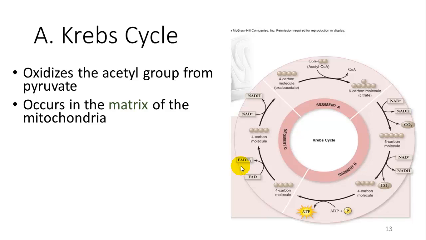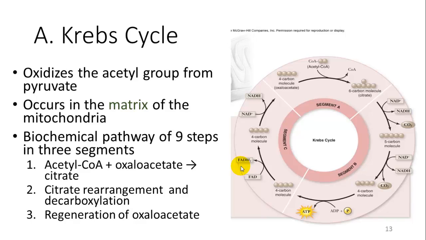It's an oxidized form of pyruvate. This occurs in the matrix of the mitochondria, and it has 9 steps. We're not going to make you know all the steps, but you should know the 3 main segments. The first one is acetyl-CoA is combined with oxaloacetate to form citrate. So that happens right here.